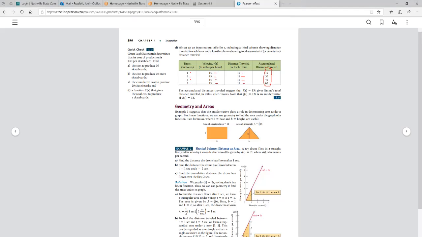So after the first hour, she went 15. The second hour, she went 2 15s, which is 30. And then the third hour, she had gone 3 15s, which is 45. And then finally, after 4 hours, we have 4 15s, which is 60.